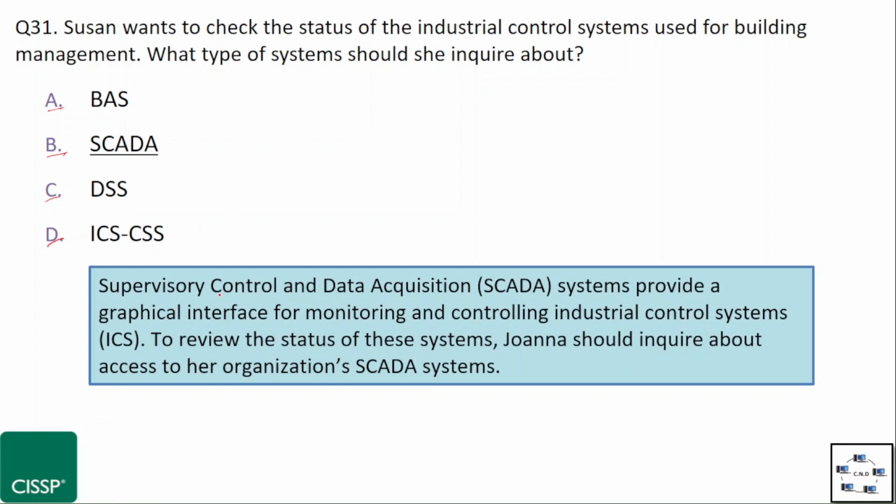The SCADA, or supervisory control and data acquisition systems, provide a graphical interface for monitoring and controlling industrial control systems. To review the status of these systems, Joanna should inquire, or in our case, Susan should inquire about access to her organization's SCADA systems.